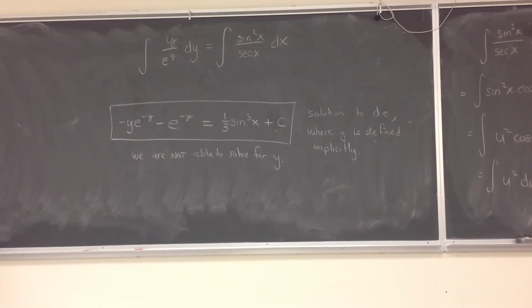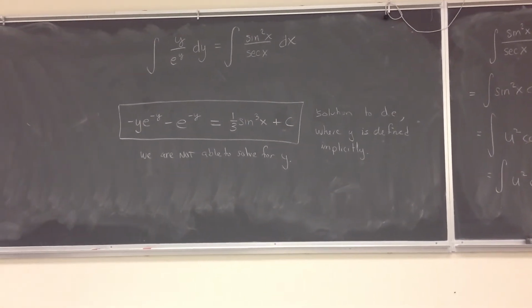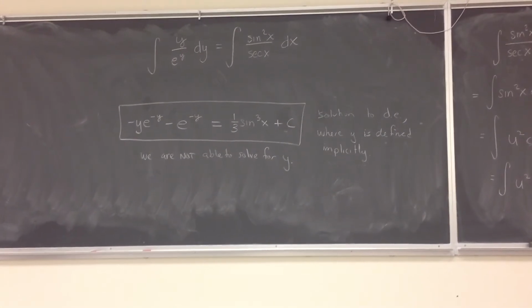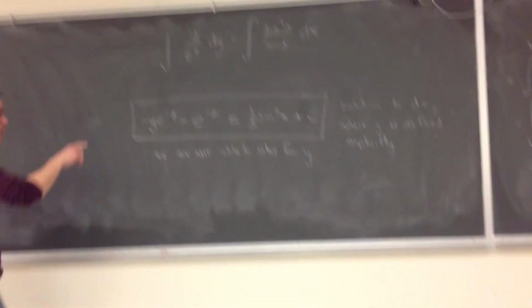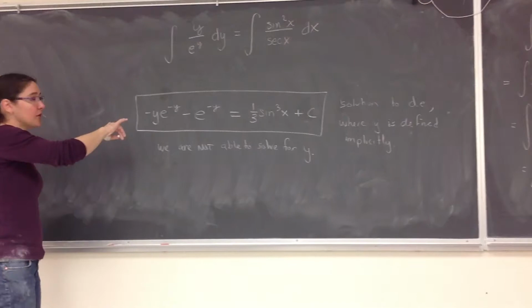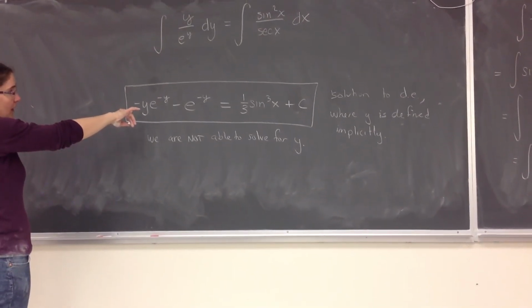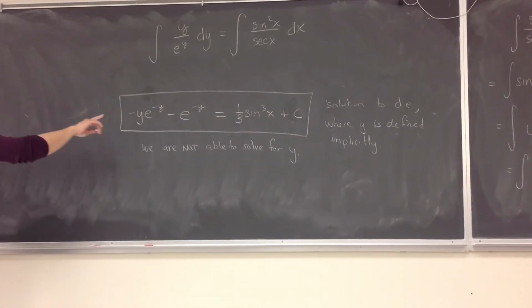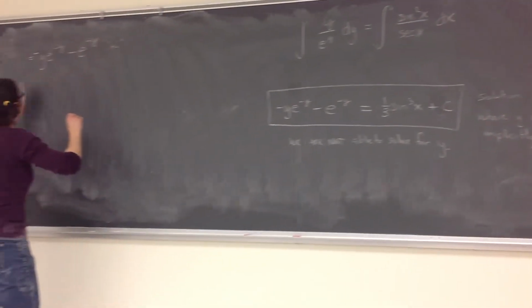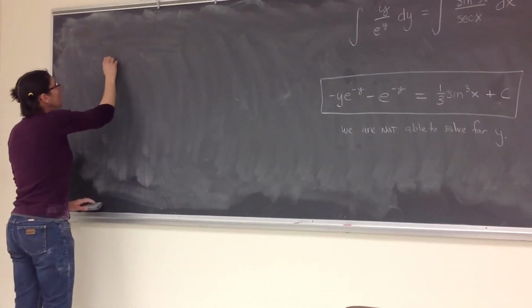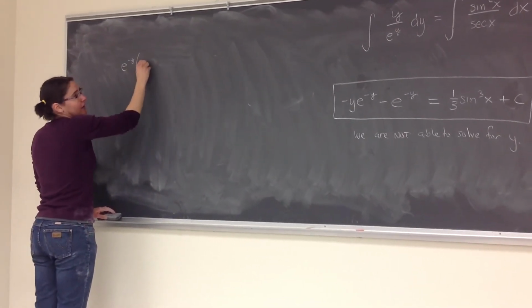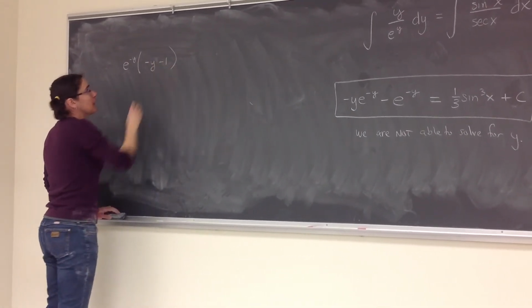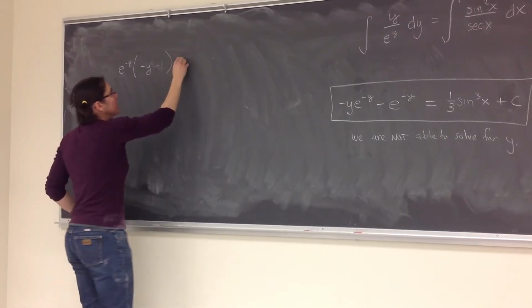So, maybe my algebra is bad, but can't you just log both sides to get rid of the e? So thinking about logging both sides here, one thing that we could do is maybe factor out an e to the minus y. So let's see here. So e to the minus y times negative y minus 1 equals all the other stuff.